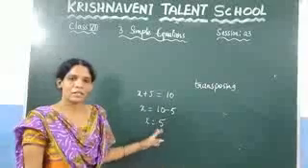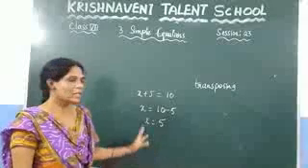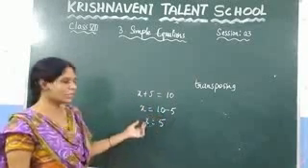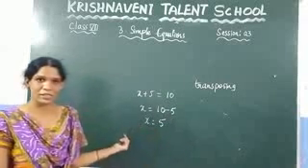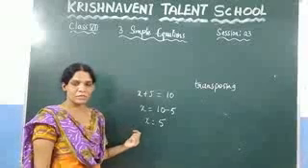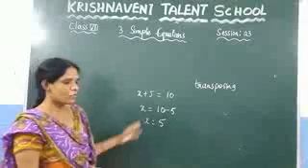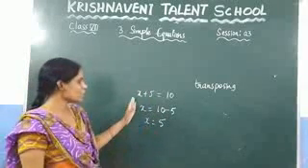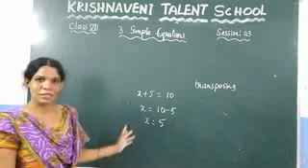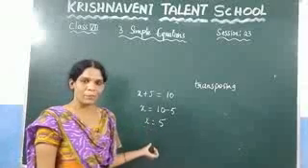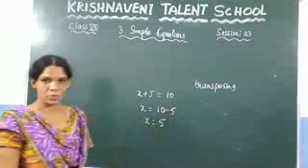That means you are changing the position of one number, taking that number to the other side, such that its operation changes. Here plus is there. If it goes to the right hand side, it will become minus. If minus is there, it will become plus. If division is there, it will become multiplication, and if multiplication is there, it will become division. If you know all these things, you can change the position so that you can find the value of the variable. That means changing the position of the variable or the number to the other side so that you find the value of the variable. This is the transposition method.